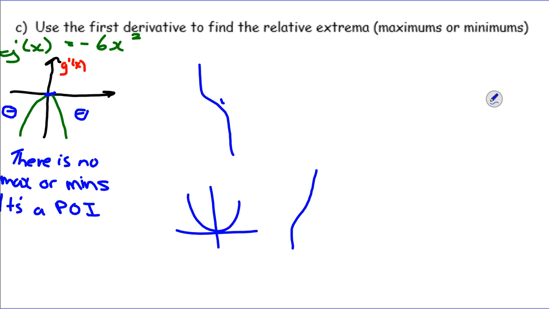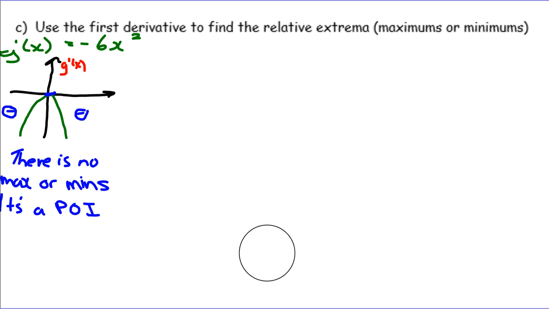How do you know that it's decreasing on both sides? Because the graph of the derivative is all in the negative y area. So the derivative was constantly negative here and negative here. Whereas if it was up above, then the derivative is positive all the time, except for the point of inflection. This is pretty confusing stuff when you're first exposed to it. There is no max or min, it's a point of inflection. It's a POI.